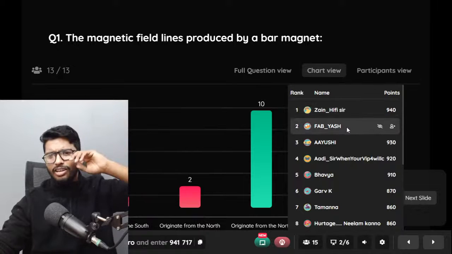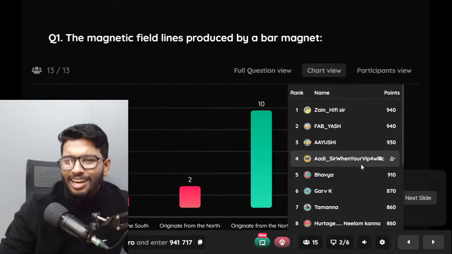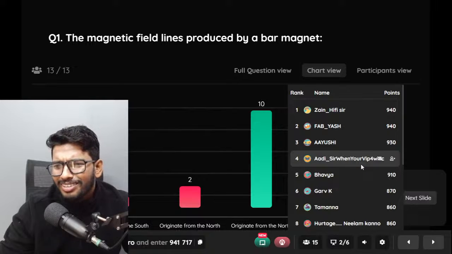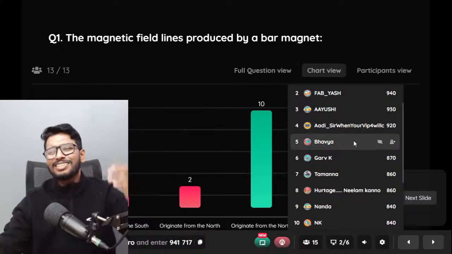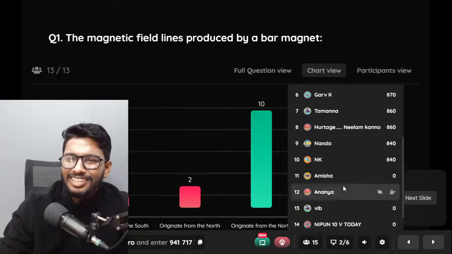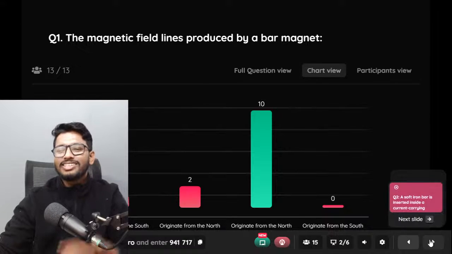We have Zain, then we have Yash, Ayushi, Adi. When your pick will change. When is your VIP for what? When your VIP for World Cup? What? Anyways, Bhavya, Garv, Tamanna, Heritage and Nanda and NK. Congratulations, guys. Okay, moving on to the second question now.